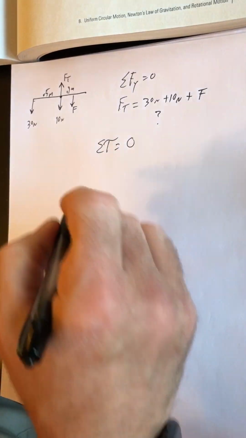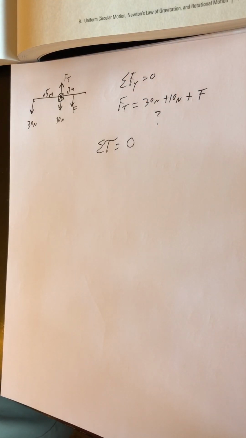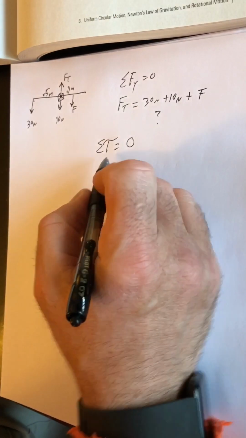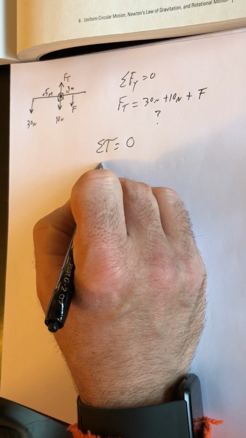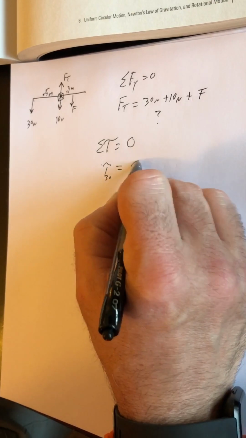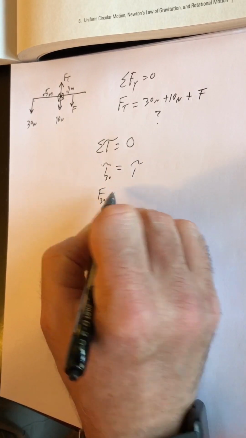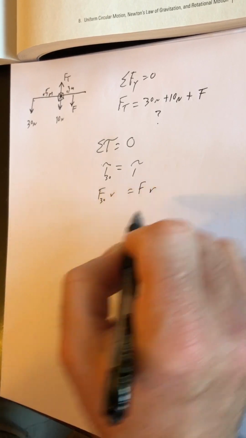Sum of the torques equals 0. So if I pick the center as the center of rotation, then the force of tension goes away, and so I get the torque of the 30 has to be equal to the unknown torque. So the force of the 30 times his radius is the unknown force times his radius.